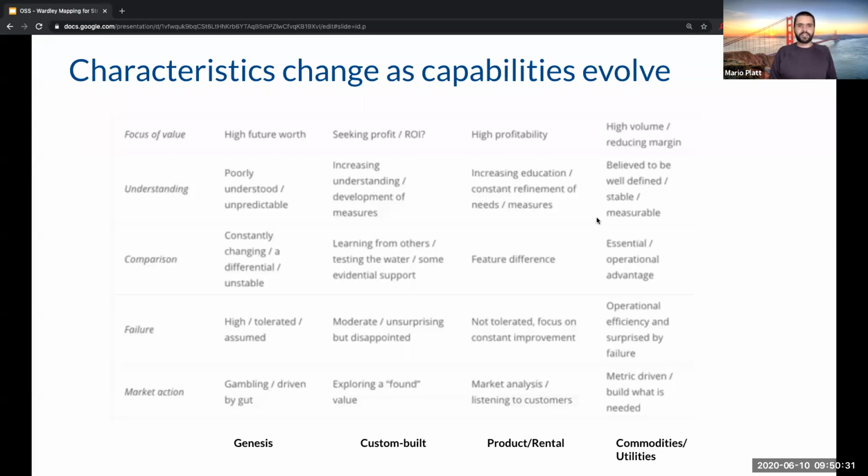In terms of comparison, components begin with high degrees of instability, so they require continuous changes in development. At stage 3, they start being something that we acquire for particular features, right? And this is where most of our security products exist, where we choose vendor A over vendor B over one or two particular features that they offer. And at stage 4, something is seen as essential, right? It's seen as giving us an operational advantage.